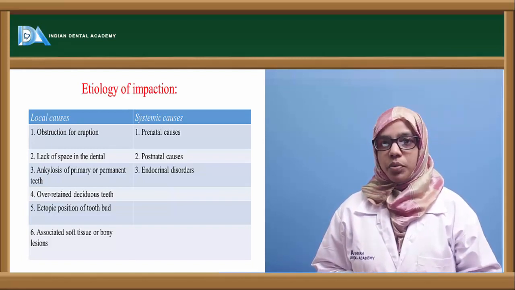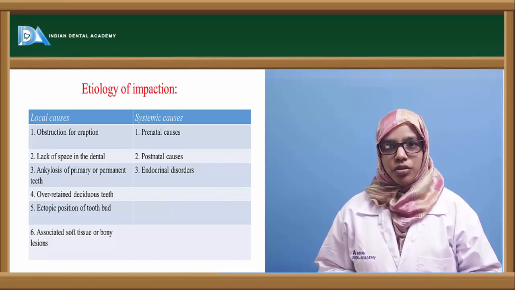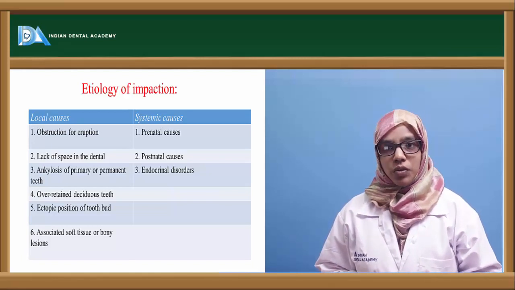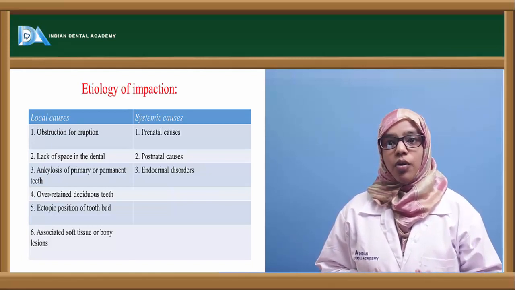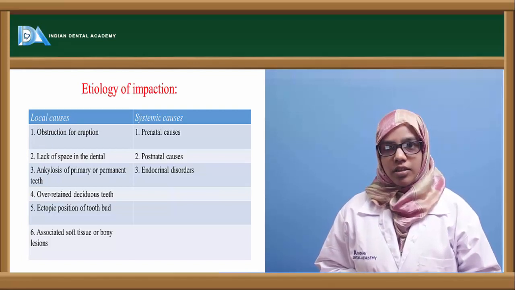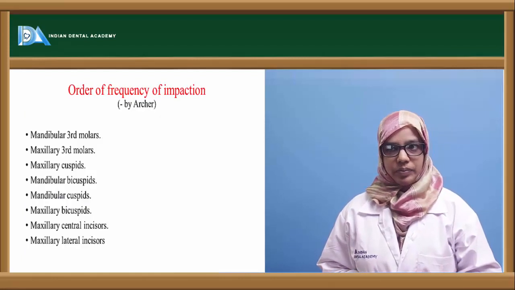Systemic factor can be prenatal, that is congenital. It could be postnatal because of malnutrition, deficiency of vitamins B complex. It could be because of endocrine disorders like hypothyroidism or hypoparathyroidism, because of which the osteoclastic activity is decreased, because of which the bone doesn't resolve and the tooth gets impacted.